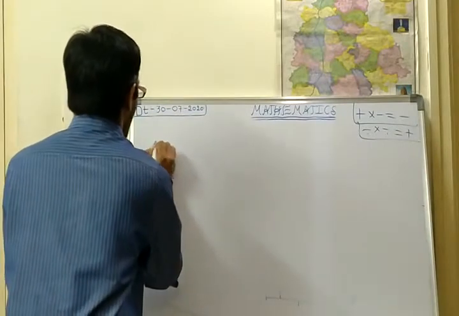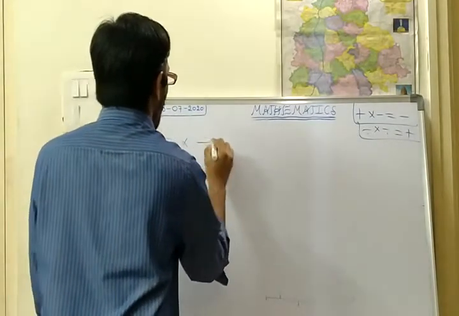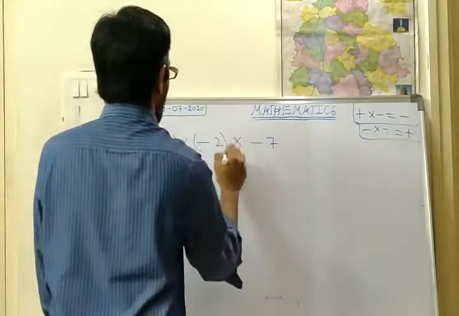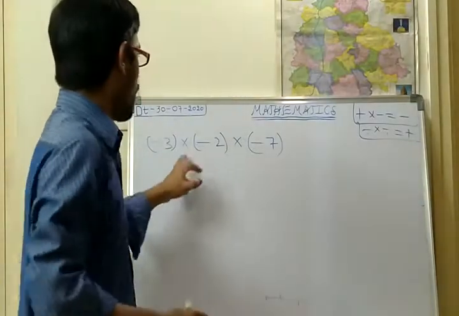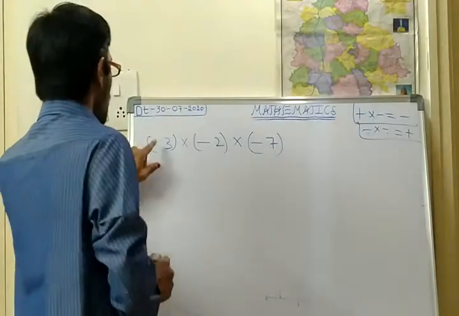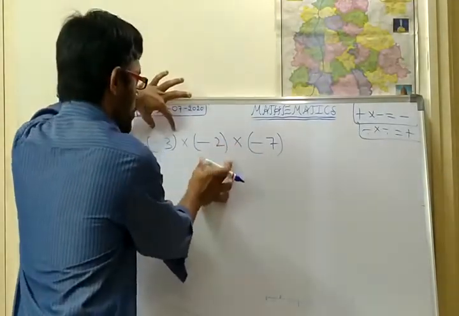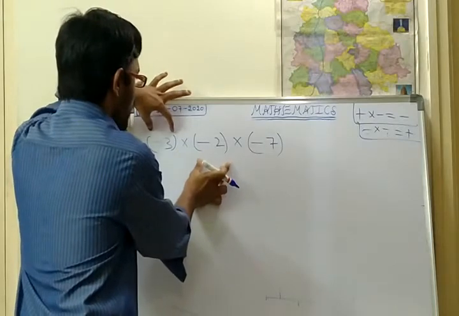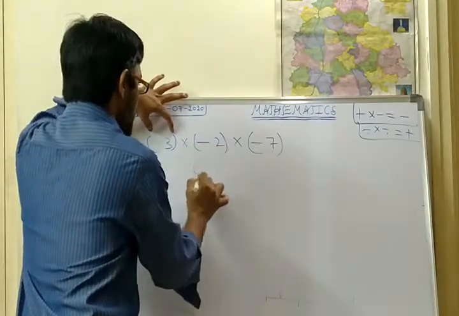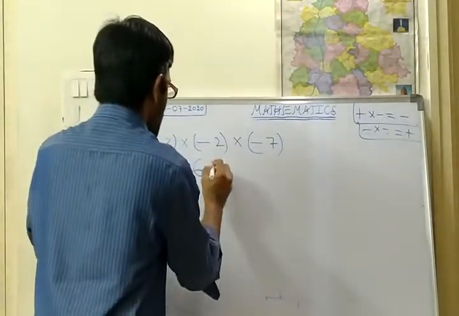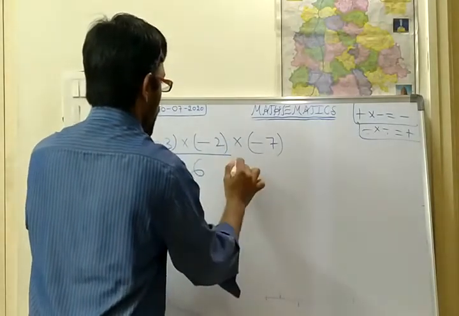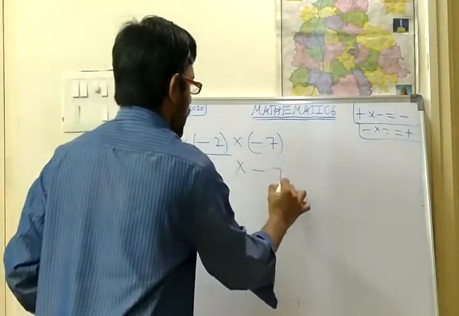See, minus 3 into minus 2 into minus 7. Suppose I have taken these three numbers, the product of more than two negative integers. So first take only two integers. Minus into minus is, what is minus into minus? Plus. So plus 3 2s are 6, so this answer is 6, into, next, minus 7.